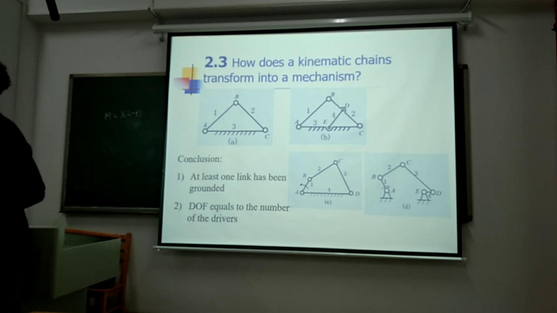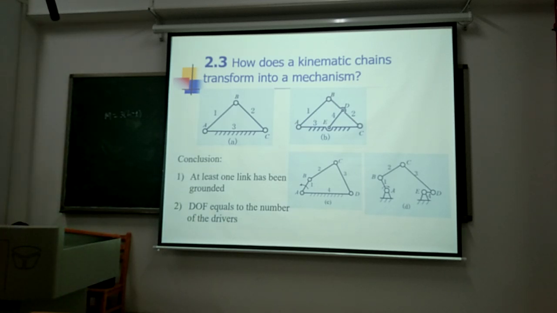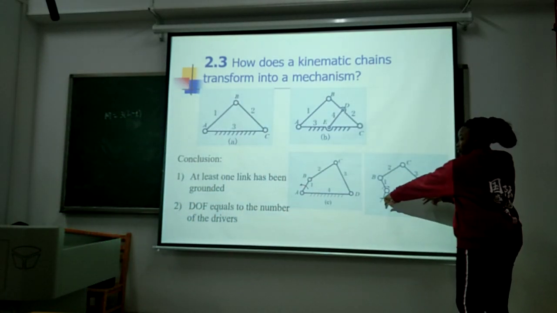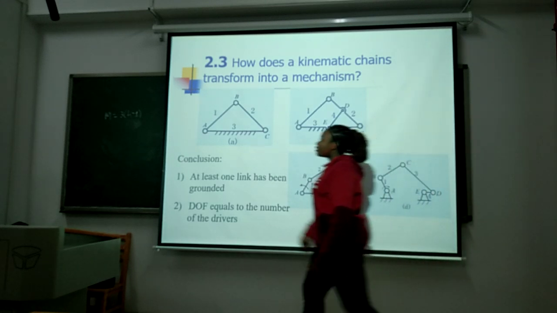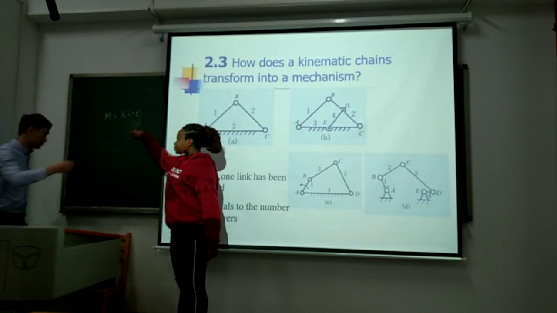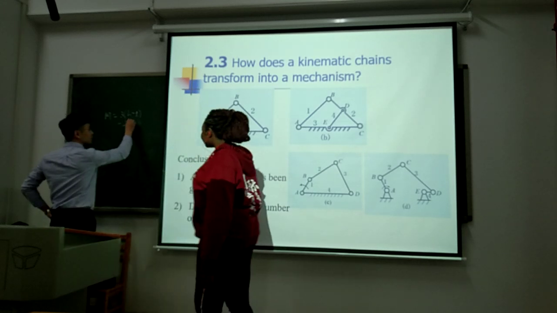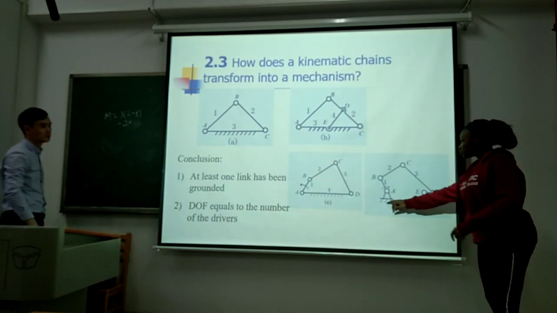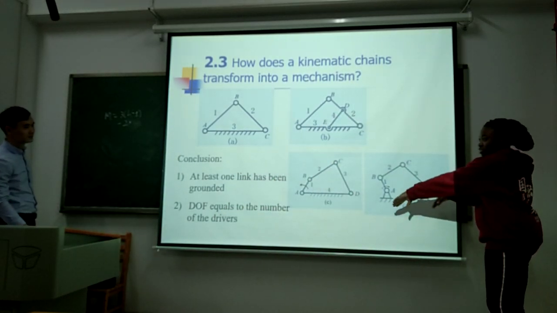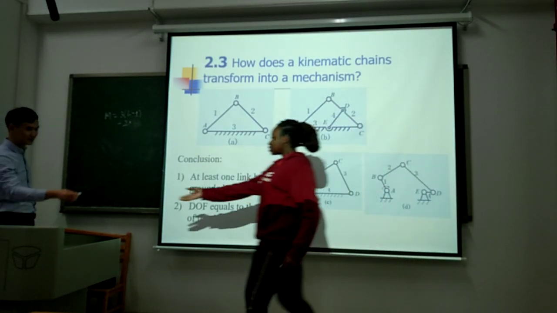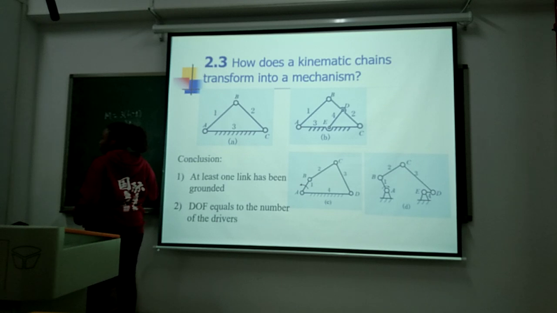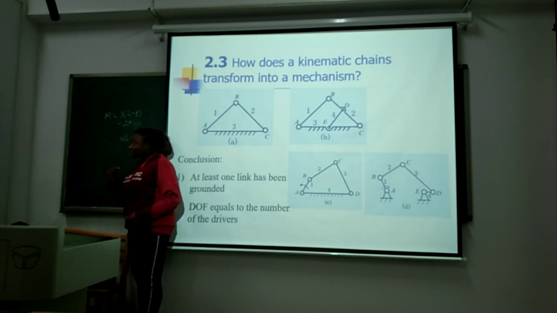So now if for example here there are two links fixed, so here we put minus two. For example, this one has two grounded links. So the equation will be minus two. Okay. Is it B?